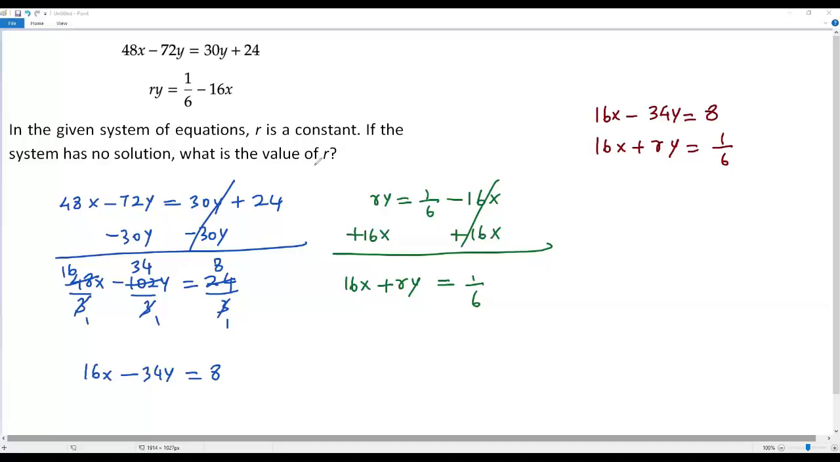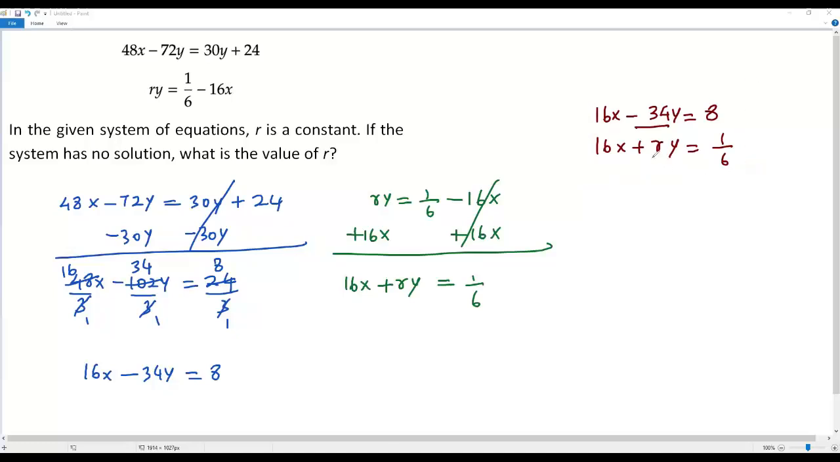As we have discussed already, the question says the system has no solution. That means the two lines given here must be parallel, and if two lines are parallel, then when we write the equations of the two lines in standard form, they must have the same coefficient of x, the same coefficient of y, and different constants on the right side. Already we have the same coefficient for x and different constants on the right side. So the only thing is that the coefficient of y must be the same because these two lines are parallel.